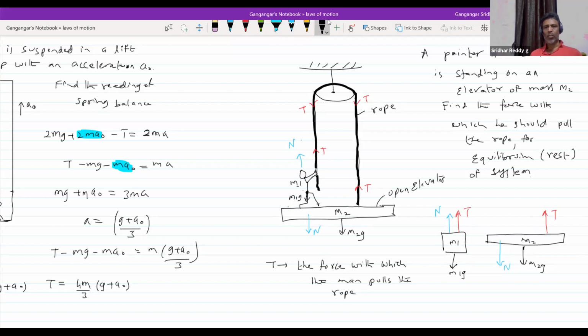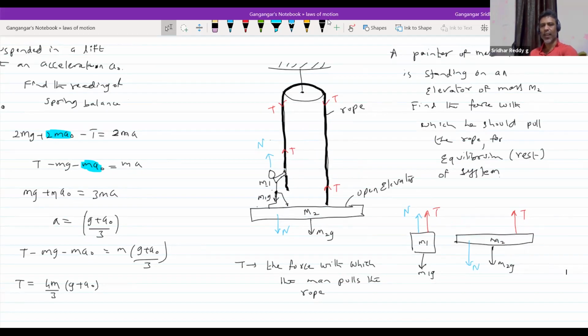And there's a normal contact. What is the next thing? We just have to equate things, no? We have to equate the forces, nothing else is there, and solve for N and T. Find the force with which he should pull the rope. He's asking to calculate the value of T.